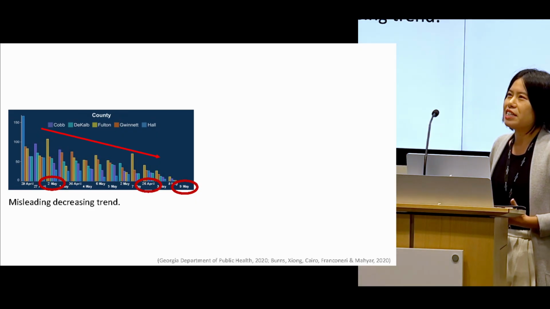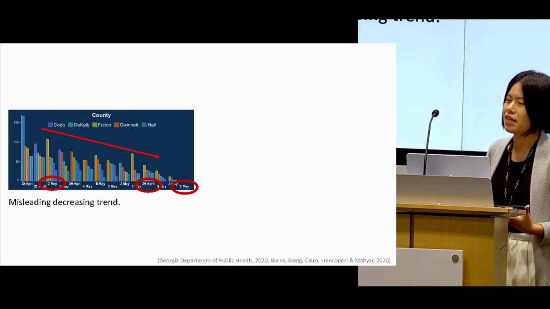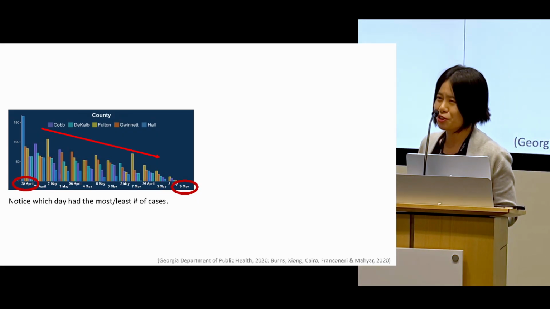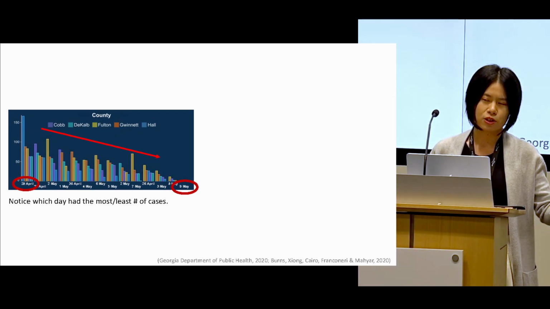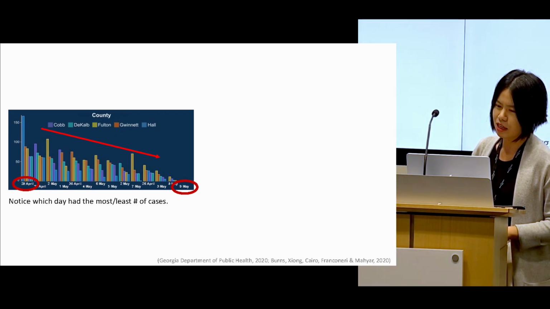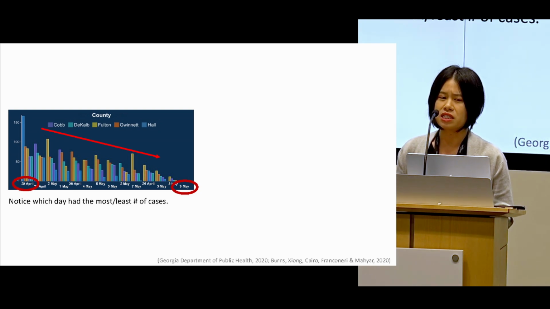But this visualization is created by the Georgia Department of Public Health. They didn't create this visualization to deceive you. Actually, they created this visualization to help you notice on which day there were the most and least number of cases. But it wasn't very effective because the downward trend is very salient.